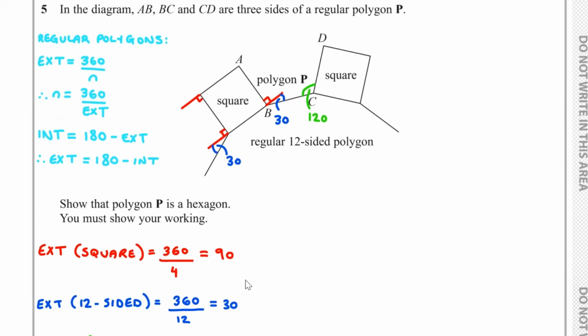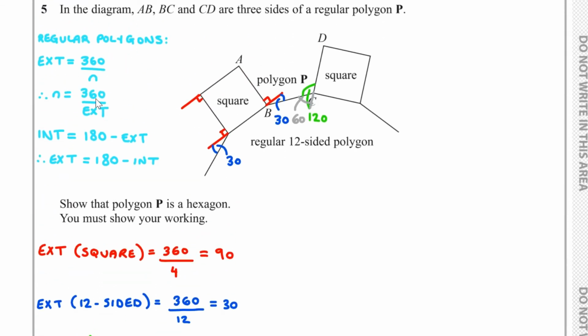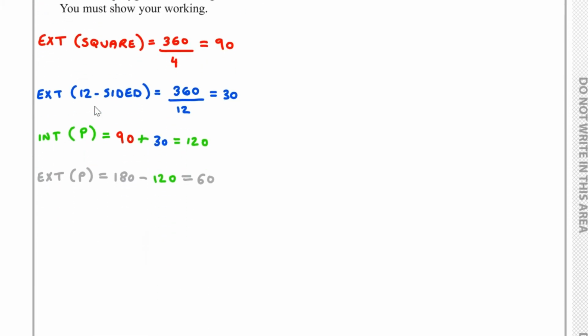So what does this mean? Well, it means here, if I extend this line further, this angle over here is 60 degrees. Okay? And therefore, we can use this formula to help find the number of sides. So the number of sides n for shape P is equal to 360 divided by the exterior angle of shape P, which is 60. It turns out we get 6. And therefore, shape P is a hexagon.